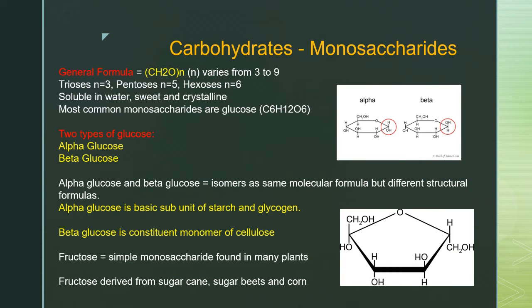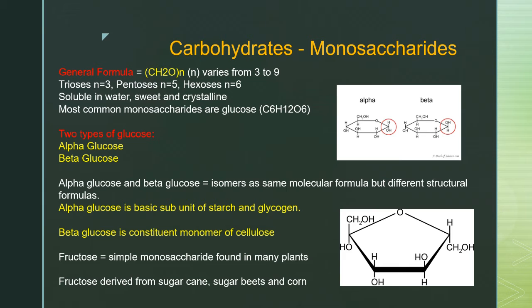To start off with, we're going to talk about monosaccharides. The general formula is CH2O, n, and this n varies from about 3 to 9, but they won't go in depth with this. So you go triose, which is n=3, pentose n=5, hexose n=6, etc.